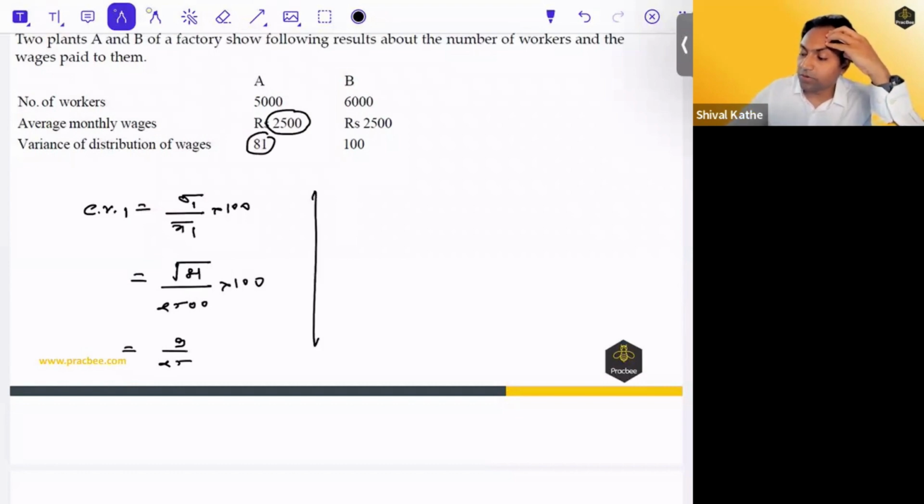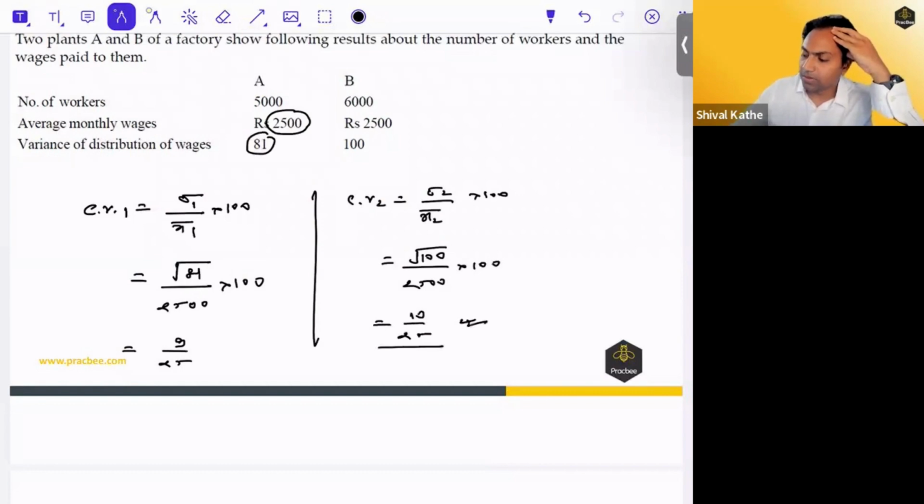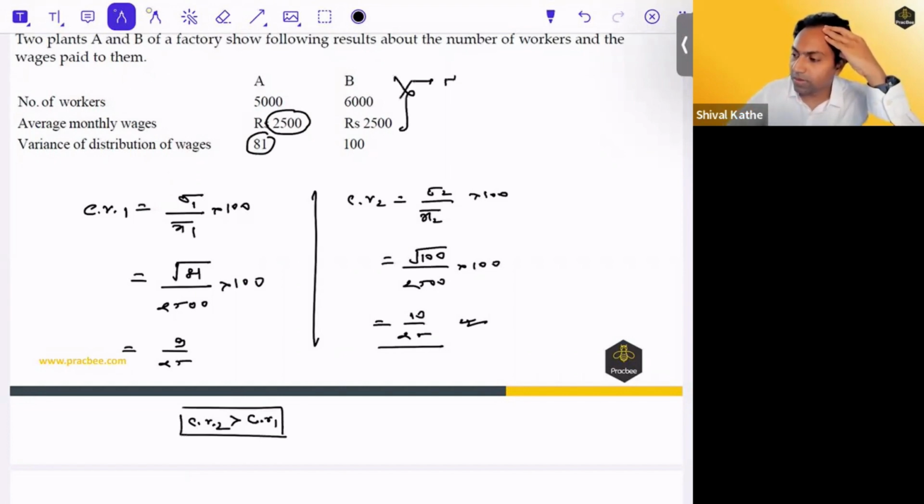Now let us find the coefficient of variation for data 2. Sigma 2 by x2 bar into 100. So how much is sigma 2? Root of 100, because it is variance, divided by 2500 into 100. So this is 10 by 25. You can see that this number is greater than the first number. Hence, data of factory 2 has more variability.